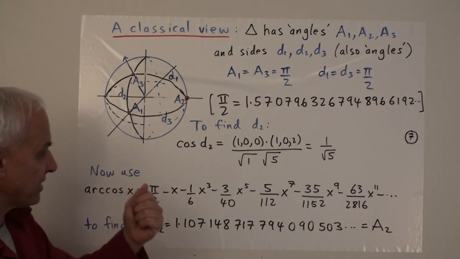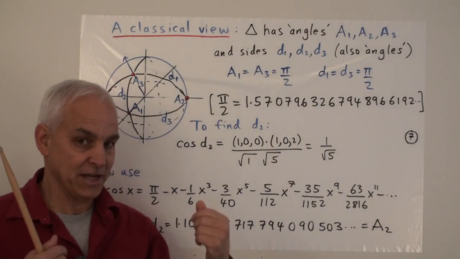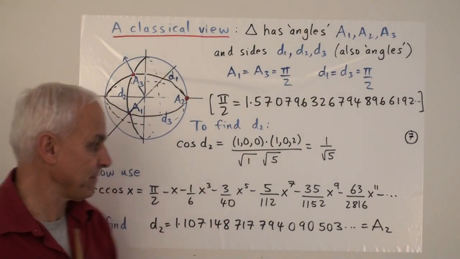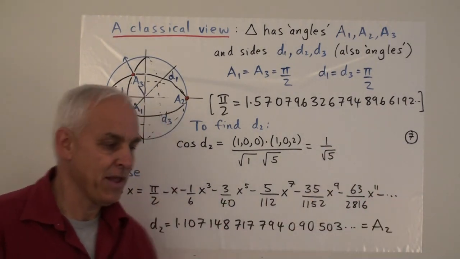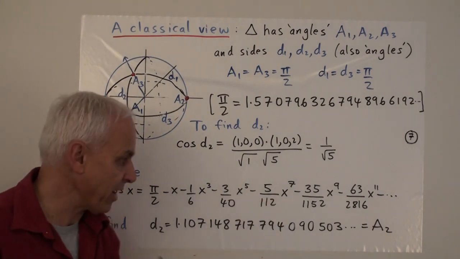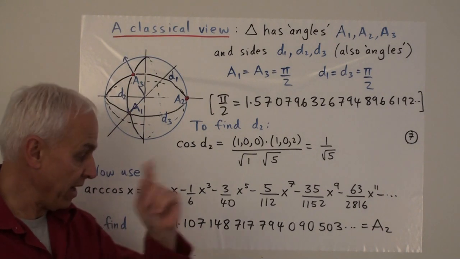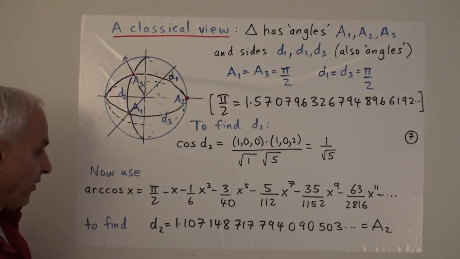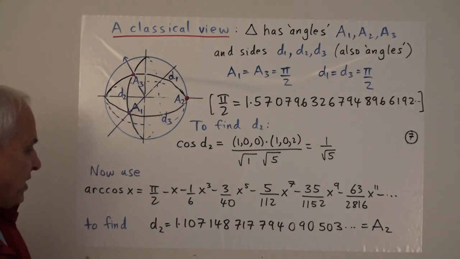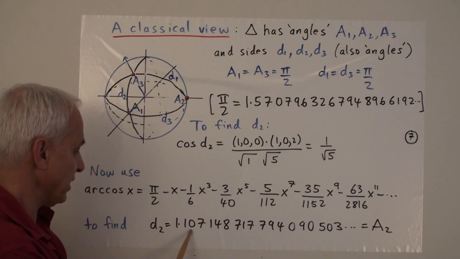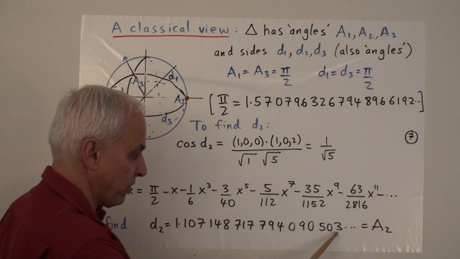So the calculator takes 1 over root 5. Actually, it doesn't take 1 over root 5 because it doesn't have 1 over root 5. It has a decimal approximation to that. And then plugs it into here, suitably truncated, makes a calculation, which is again suitably truncated, and spits out something to the undergraduate making this calculation. The undergraduate says, aha, the angle D2 is, and then they get an answer. Typically, the calculator maybe only gives 8 decimal places or such, but anyway, the answer would be 1.10714871794090503, and so on.